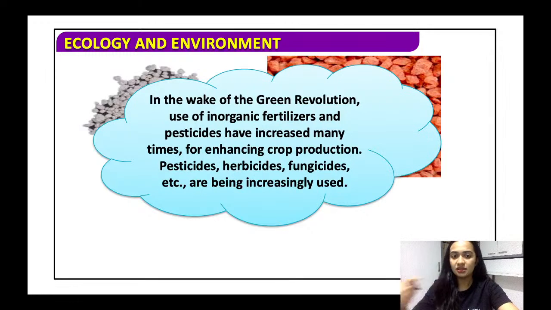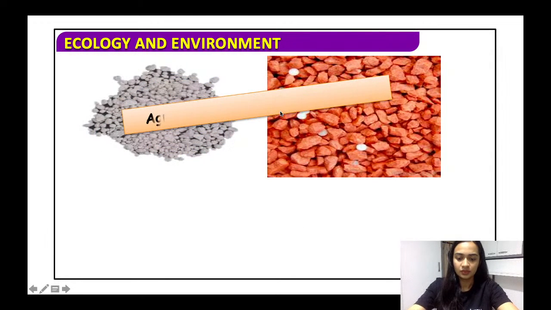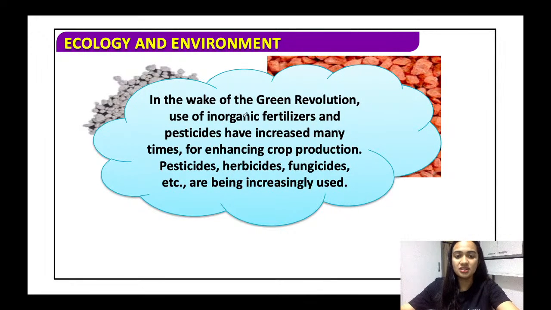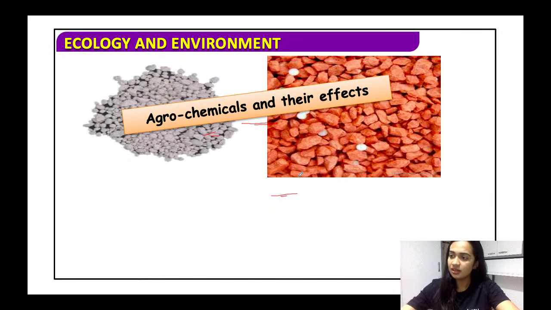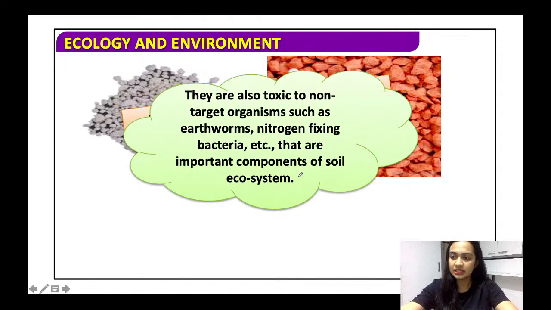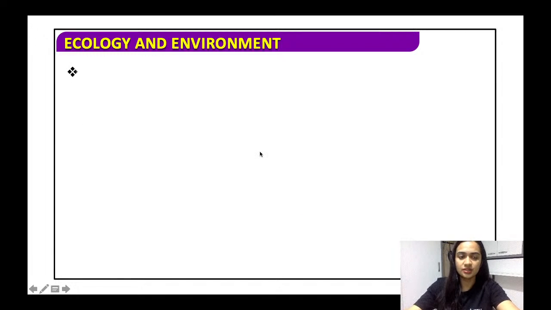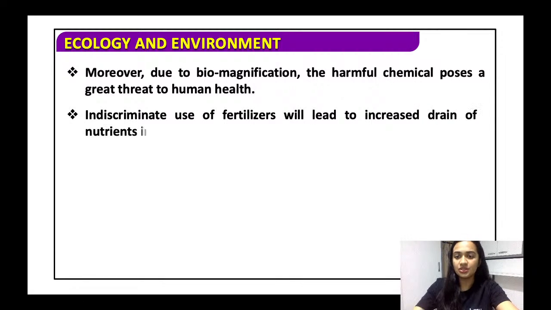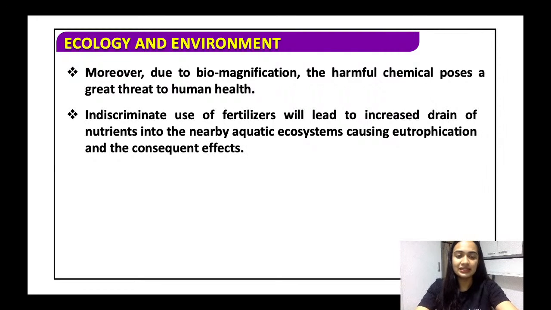Now, in the wake of the green revolution, okay, that means the use of inorganic fertilizers, जो हम organic food कहते हैं, free from fertilizers, pesticides, have increased many times. And for enhancing crop production, these pesticides, herbicides, fungicides are being increasingly used. So, what are agrochemicals and their effects? Agrochemicals are toxic to non-target organisms such as earthworms, nitrogen-fixing bacteria, etc. that are very important components of the soil ecosystem. Moreover, due to biomagnification, these chemical processes pose a great threat to human life.